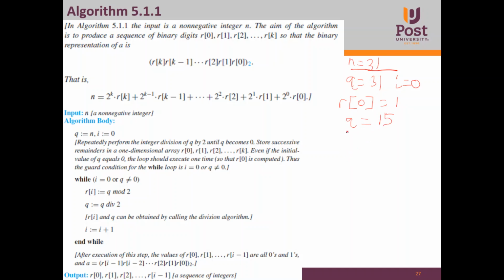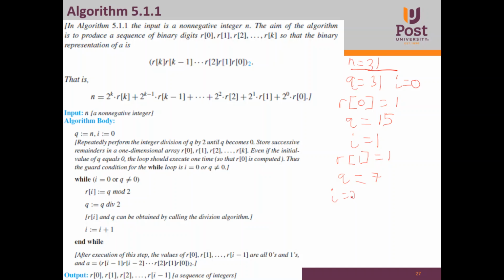And then i iterates. This now goes up to 1. So now r sub 1 will be equal to whatever 15 divided by 2 is. The remainder of that would be 1 again. Q would then be 7.